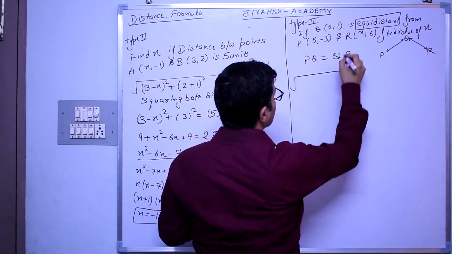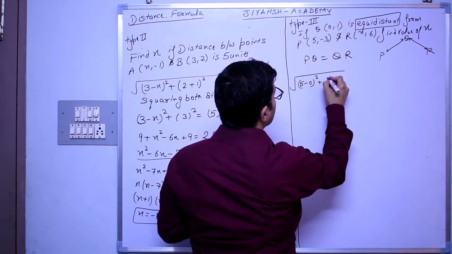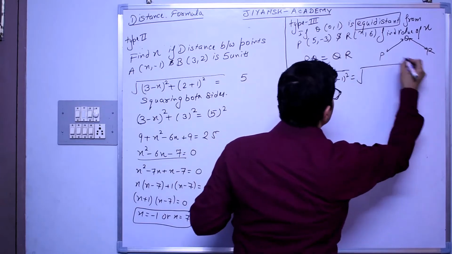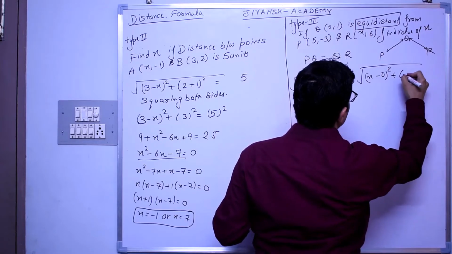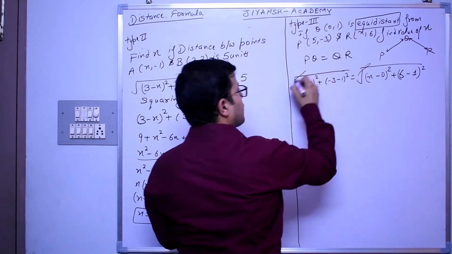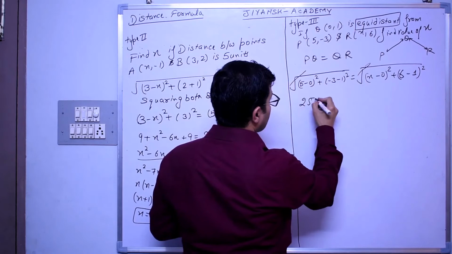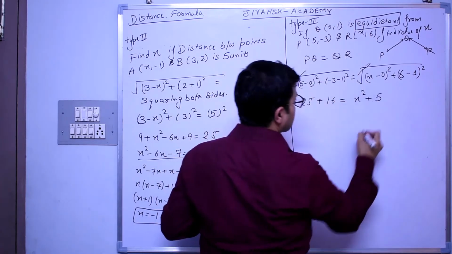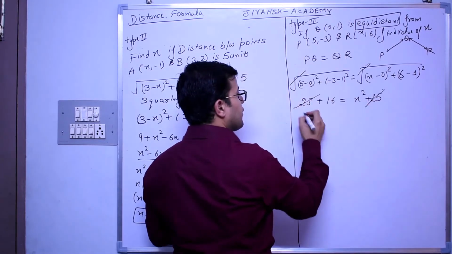So I relate it like this, that PQ should be equal to QR. Now I'll put in the distance formula. First of all, in PQ, this will be 5 minus 0 whole square plus minus 3 minus 1 whole square, which is equal to x minus 0 whole square plus 6 minus 1 whole square. Now root and root get cancelled out because they are on the equal sides. Okay, now this will be 25 plus 16 minus 4, which is equal to x square plus 5 square, that is 25. Now this 25 and this 25 get cancelled out.